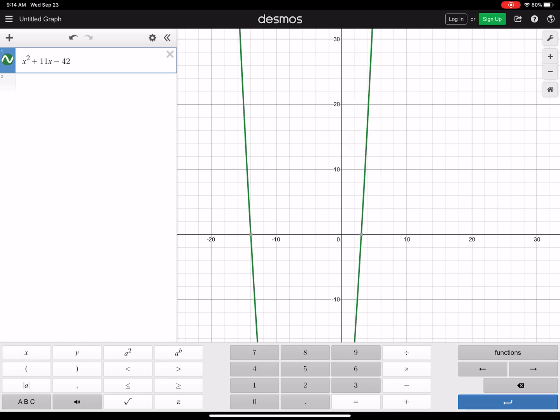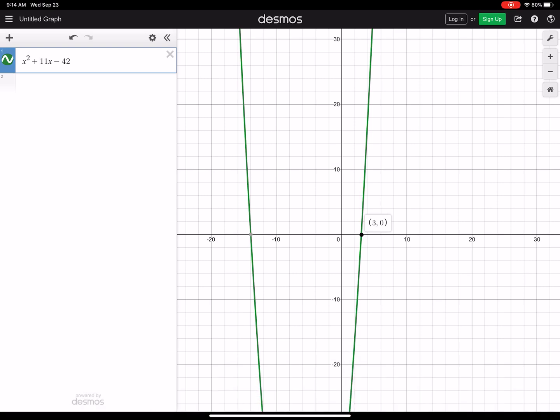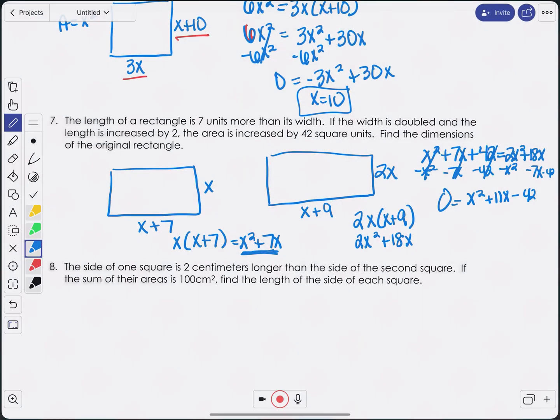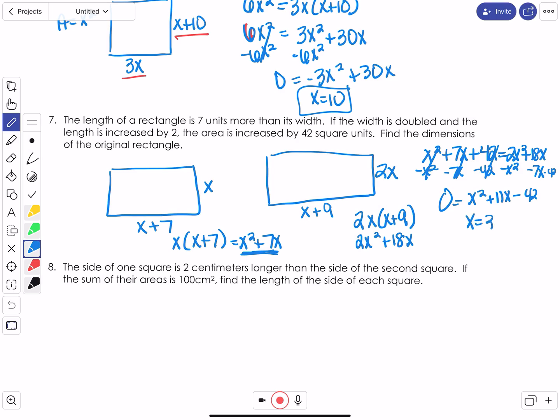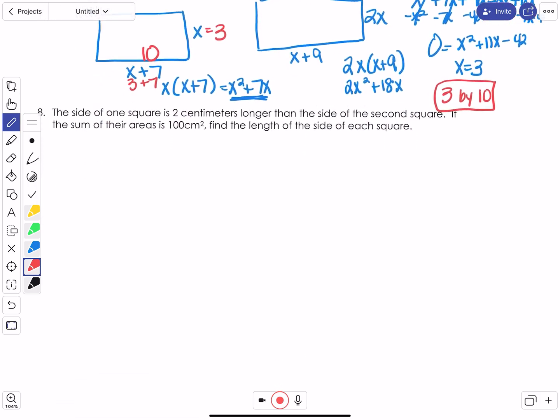And obviously we're not using negatives, we're just using the positive value. So our x value is 3. Okay, so x equals 3. All right, so let's figure out what it's asked for. Find the dimensions of the original rectangle. So x equals 3. And then this, if this was 3 plus 7, that equals 10. So my final answer would be 3 by 10. It wants the original dimensions. Find the dimensions. So you've got to give 3 by 10. You can't just circle 3 and let that be it.